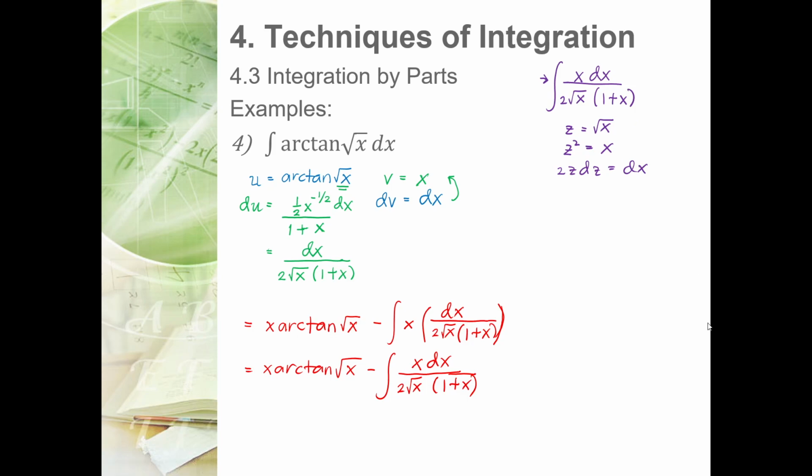Okay, so upon achieving those terms, x will be z squared, dx will be 2z dz. So 2 square root of x becomes 2z, and then 1 plus z squared. Okay, so 2z can be eliminated. So we have z squared dz all over 1 plus z squared.